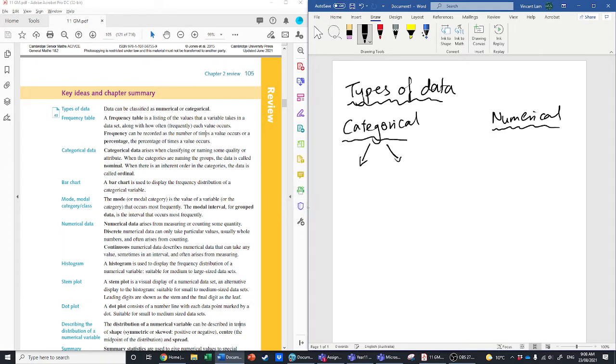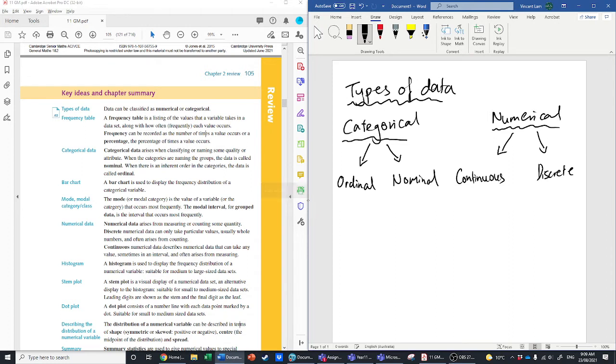In terms of category as well as numerical, they get split into two subcategories. Categorical, we've got ordinal as well as nominal. Now, I'm going to stress this. You don't need to remember these off by heart. They should be in your book. If it's not in your book, then I'd like you to spend some time later on putting it in your book. Numerical, you've got continuous as well as discrete.